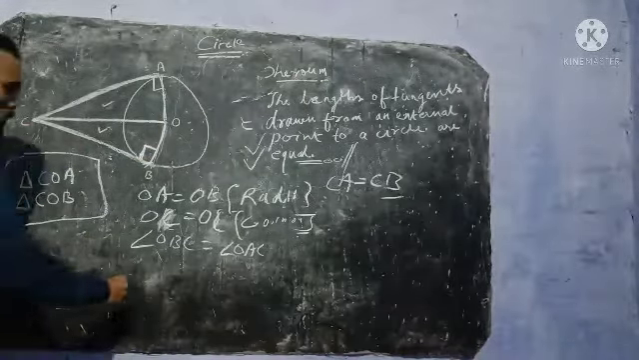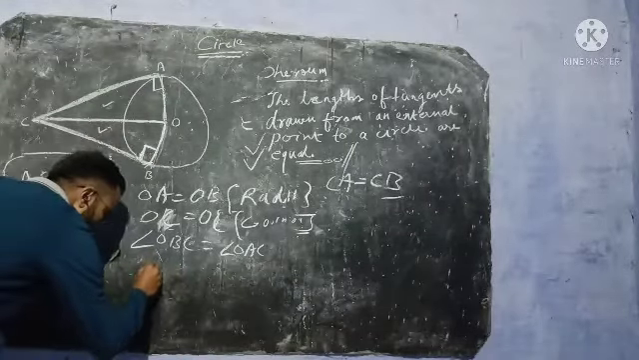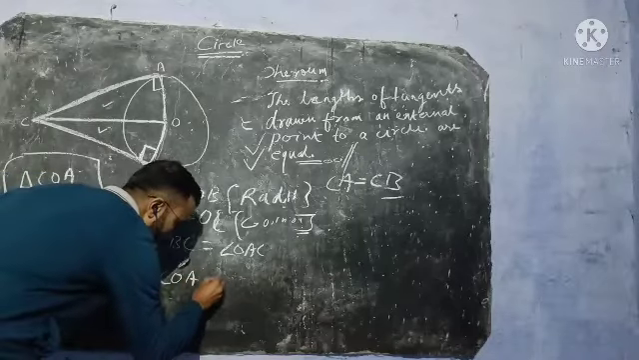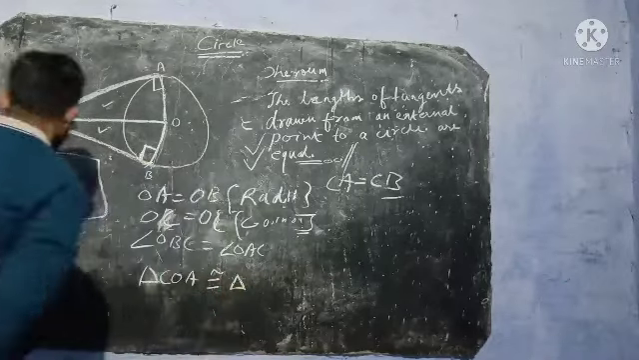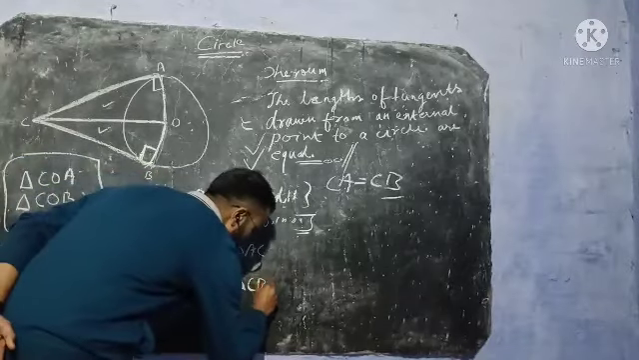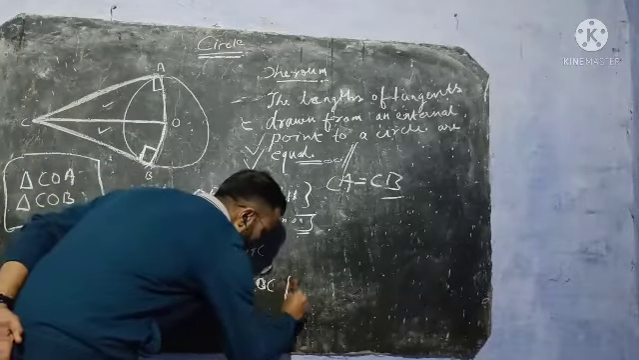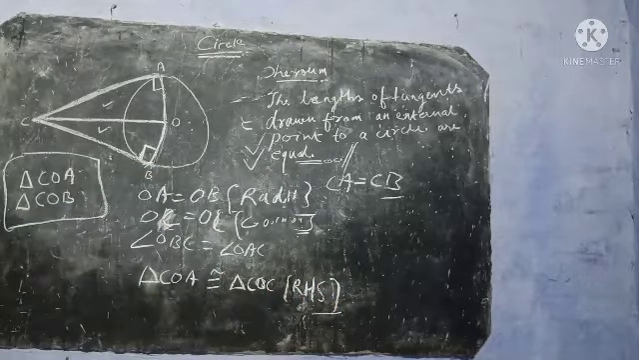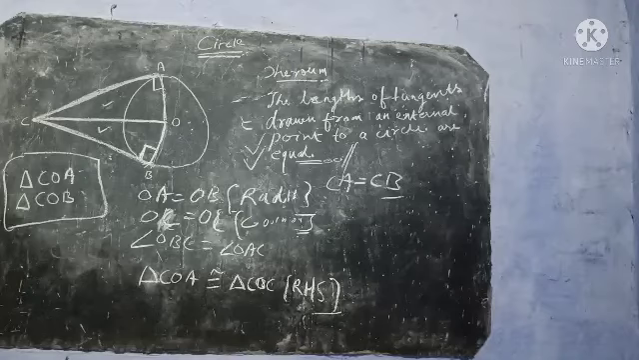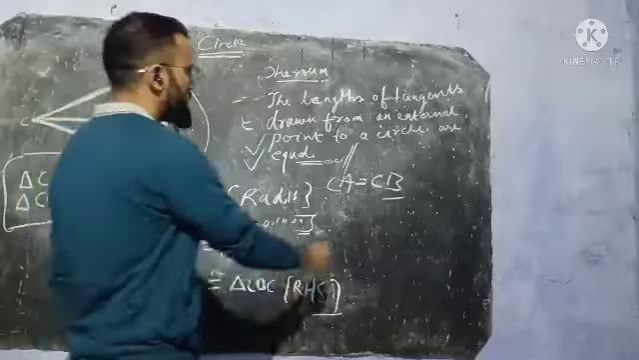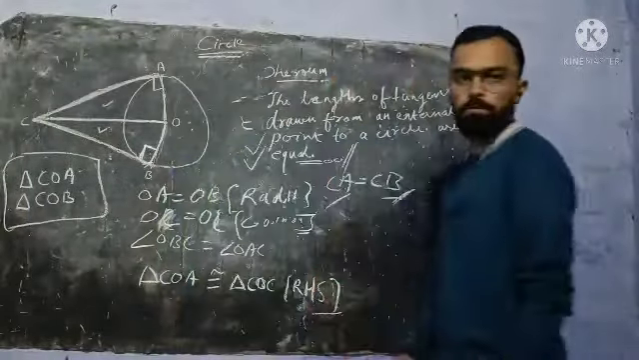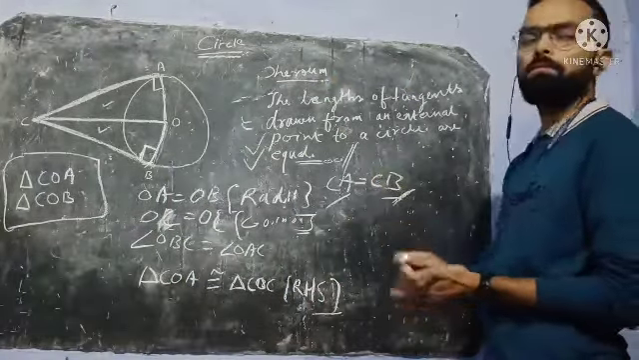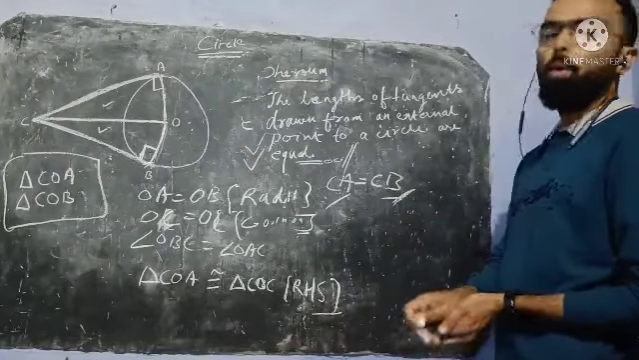Now we can say that triangle COA is congruent to triangle COB by RHS. Assuming that you know how to prove congruency, I'm going ahead. Now I can say that side CA is equal to side CB. So this is how we prove this.